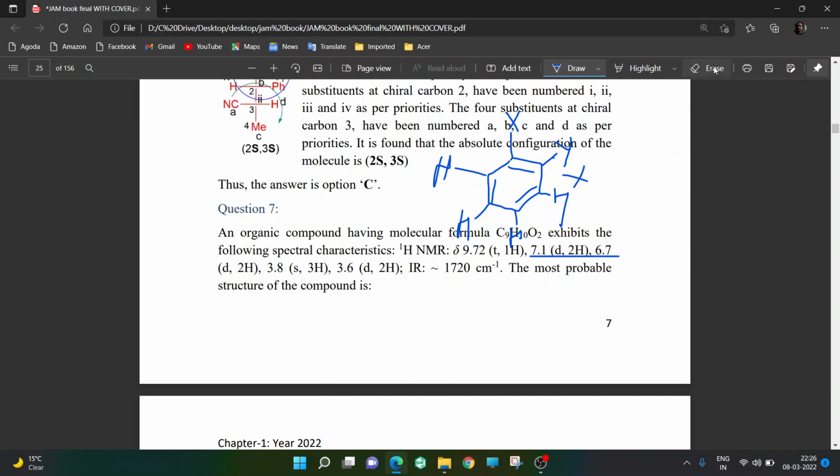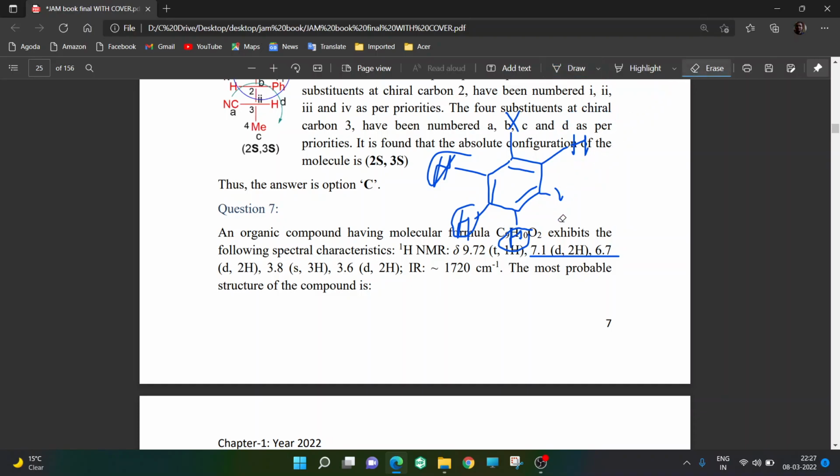Let us look at what happens if it is on the meta position. That means at the ortho position you are having H, and at the meta position you are having Y. Y is another substituent. Now what happens? This H will show 1 peak, and this hydrogen is again different from this hydrogen, and again this hydrogen is different from all. So again this should also show 4 different peaks.